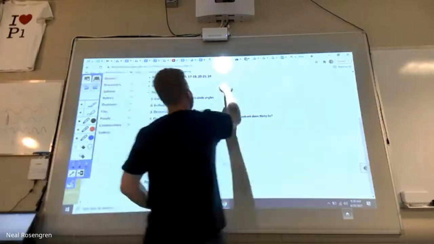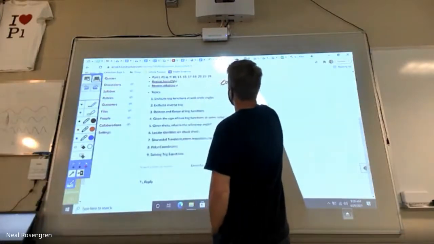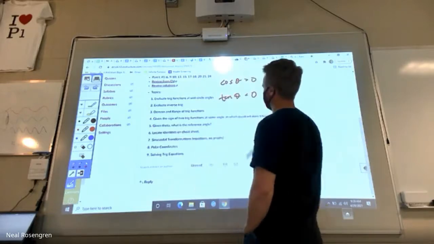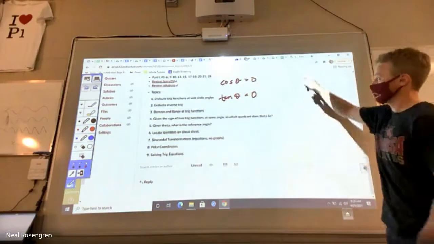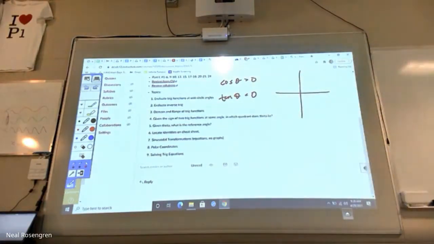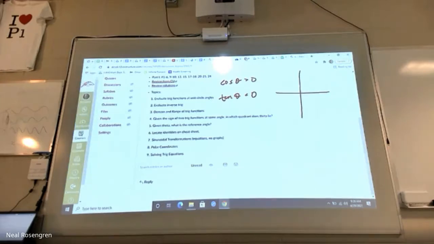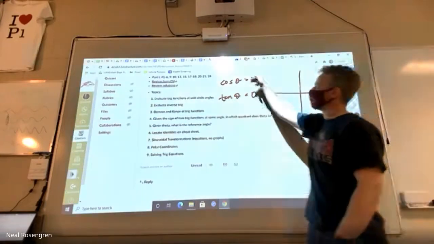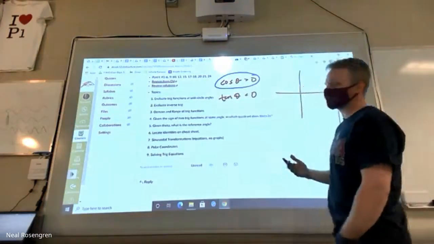So what they would say is something like, okay, so cosine of theta is positive and tangent of theta is negative. Where's theta? The thing that I like to do to make this really easy is I'll just look at each one separately and then see where they overlap, because there's 2 quadrants where cosine is going to be positive, 2 quadrants where tangent is going to be negative, but only 1 quadrant where they're both true.